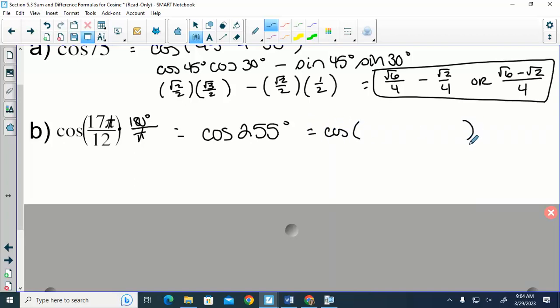I don't know 255. So I need to think of two angles we know that would add or subtract to 255. Now obviously 30, 60, 45, 90, that's not going to work. So remember we have the whole unit circle. If you have a copy of your unit circle, you might want to pull that out so you can look at it. We need any two angles on that circle that would either add or subtract to give us 255.